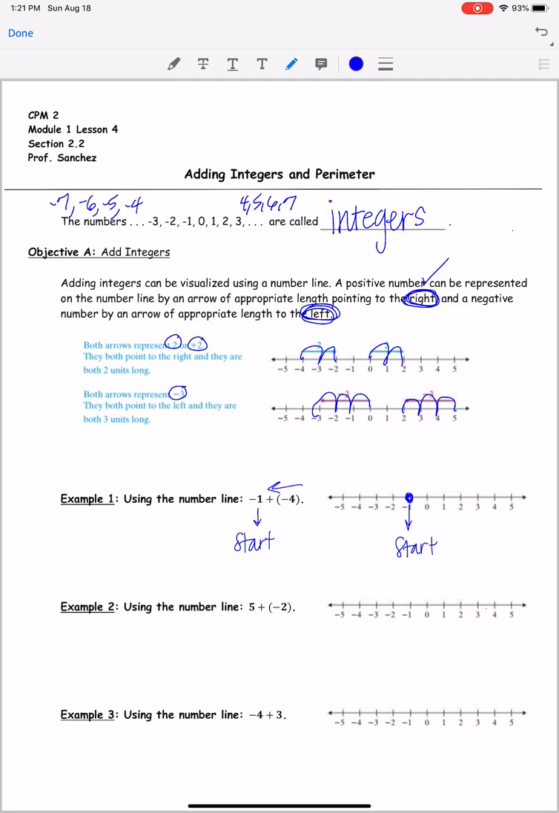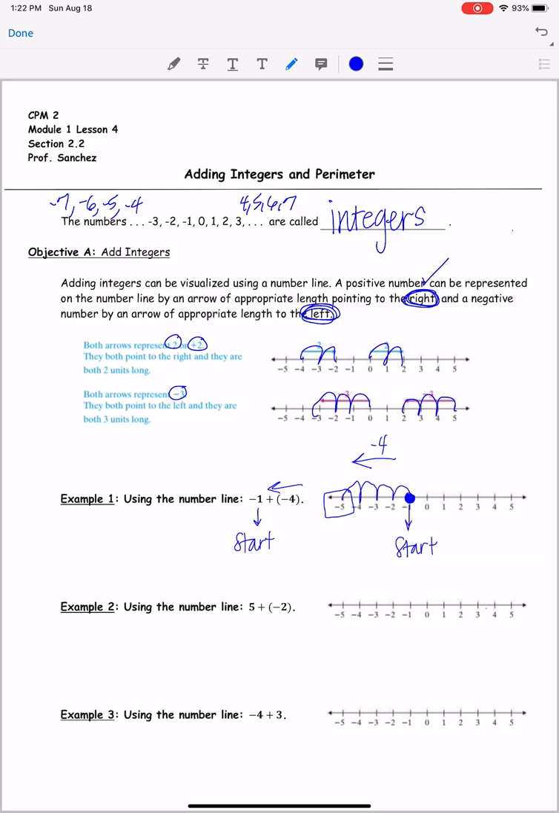Now, let's talk about how to count this. When we are moving, this is not 1 and then 2. You have not moved from this spot right here. So until we go to the next number, now this is 1, 2, 3, 4. My answer is -5. We went 4 units this way.